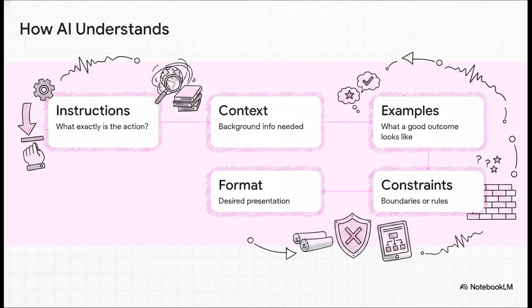First up, instructions, like what exactly is the action? Actually, scratch that. Think of it as the core goal of your request. Second, it looks for context. What's the background info it needs to understand the vibe? Third, examples. What does a good outcome actually look like? Fourth, it scans for constraints. What are the hard boundaries it absolutely shouldn't cross? And finally, the desired format. How do you want this info presented? If you're just tossing in a single sentence, you're skipping almost all the steps this literal-minded intern desperately needs to succeed.